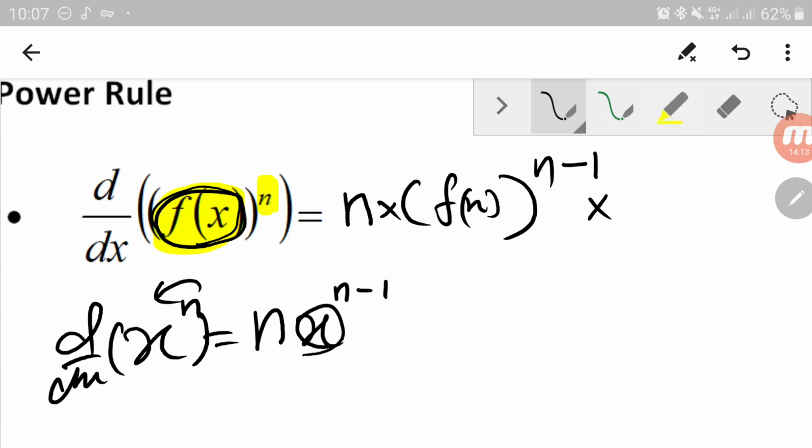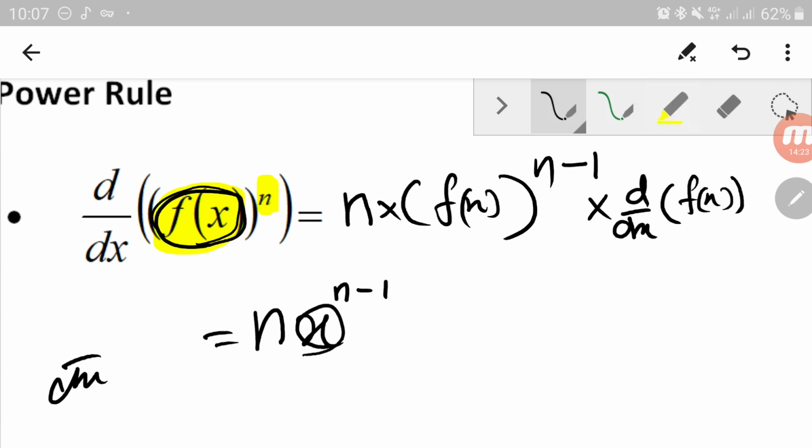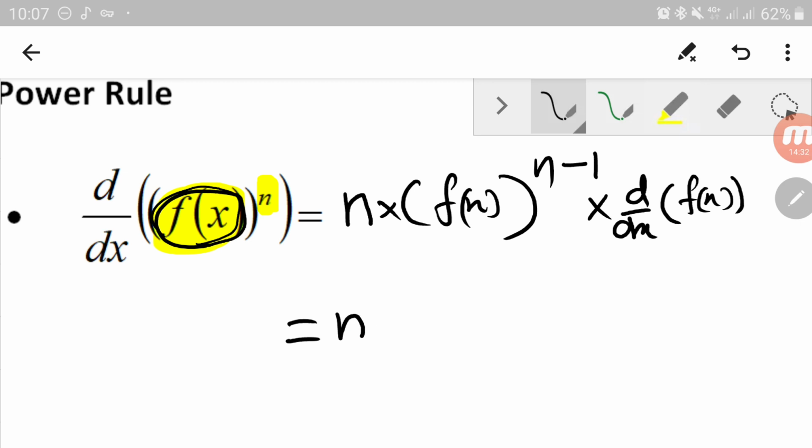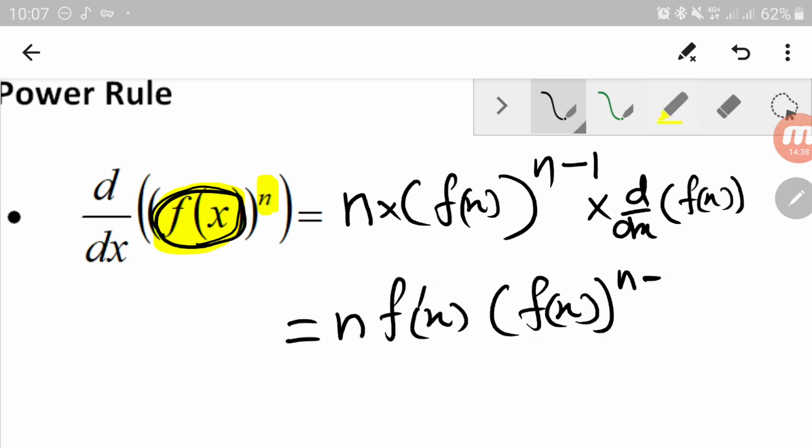Okay, and then we must multiply by the differentiation of the bracket. In this case, the content of the bracket is f(x). Okay, so I'm going to rub this off. Good. And then we continue. Now, n and the differentiation of this, I rearrange. So, n f prime x, bracket f(x) to the power of n minus 1. So, this is the differentiation of the power rule.